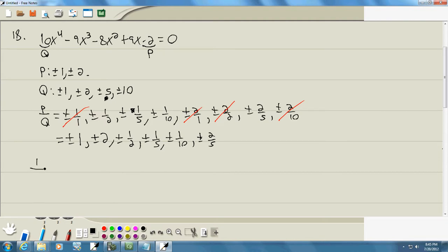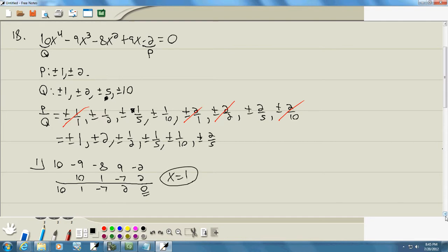Now plug in our first possibility, positive 1, into synthetic division. So I got 10. I take the numbers off the front of each power, the coefficients. So negative 8, 9, and negative 2. And let's see, add, multiply, add, multiply, add, multiply, add, multiply, and we got a 0. That means we found one of our answers.